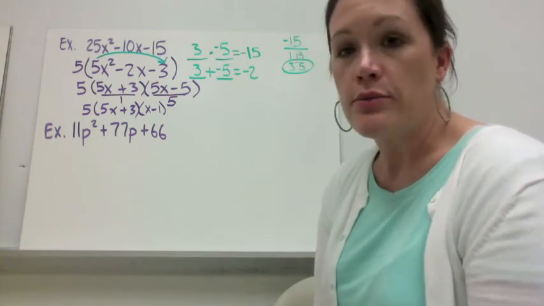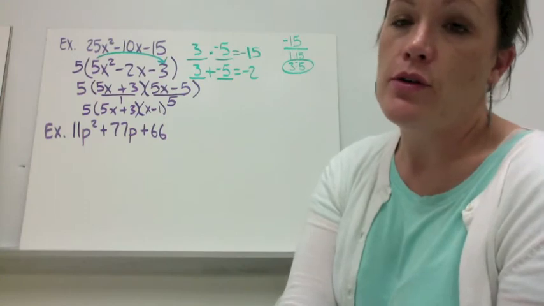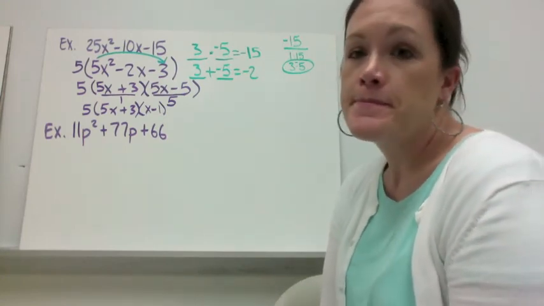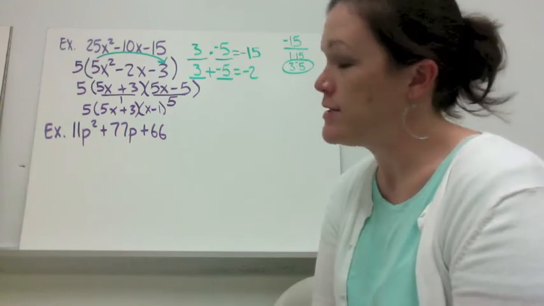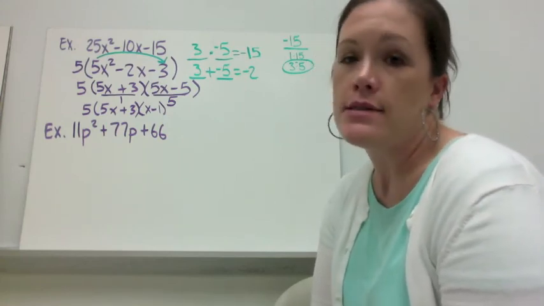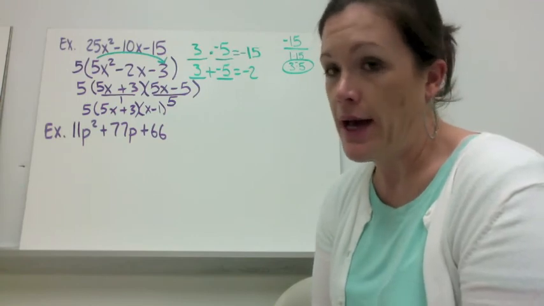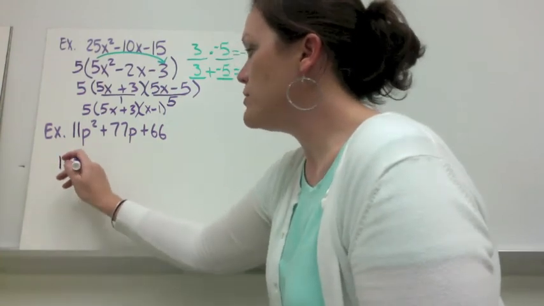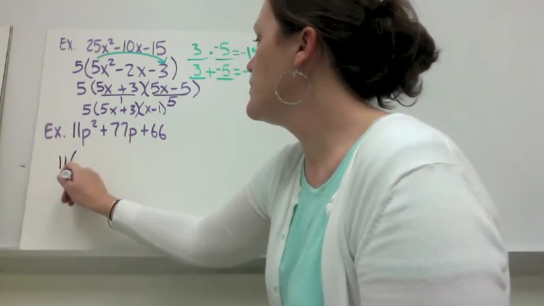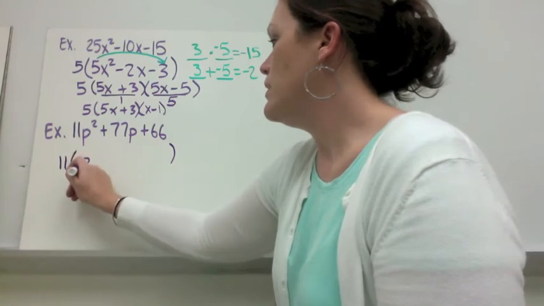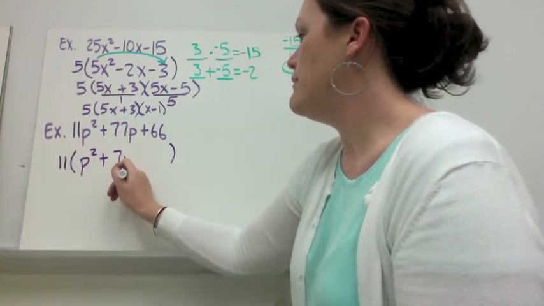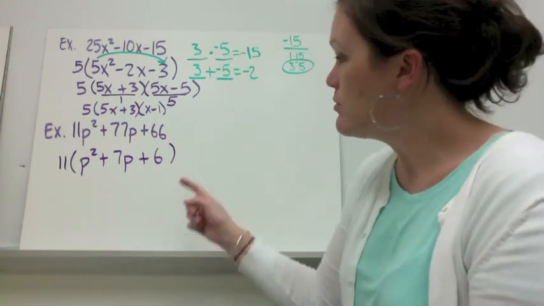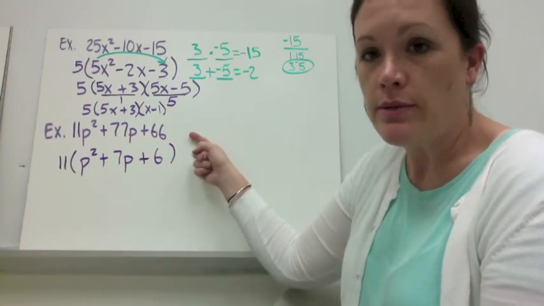So we have one more example. Now, have you noticed anything about our last example? Yep, they have a greatest common factor as well. All of these numbers would divide evenly by 11. So if we take out 11, and since we're factoring, we want to leave 11 out here in the front, and write what's left over. We end up with p squared plus 7p plus 6. Now by taking out 11, those numbers got a whole lot smaller. They looked really big at first.